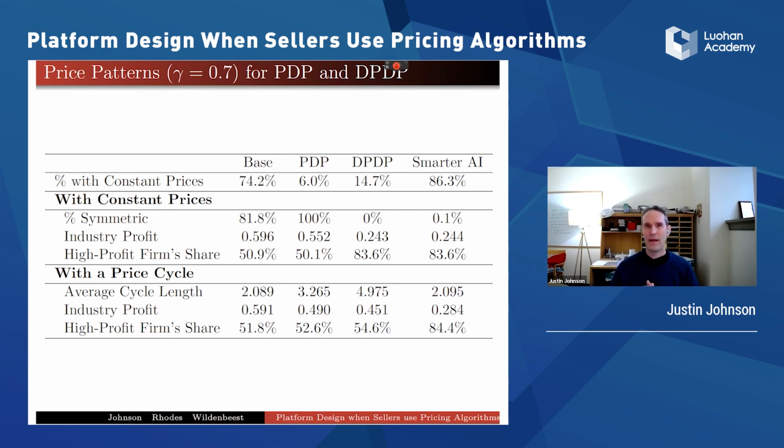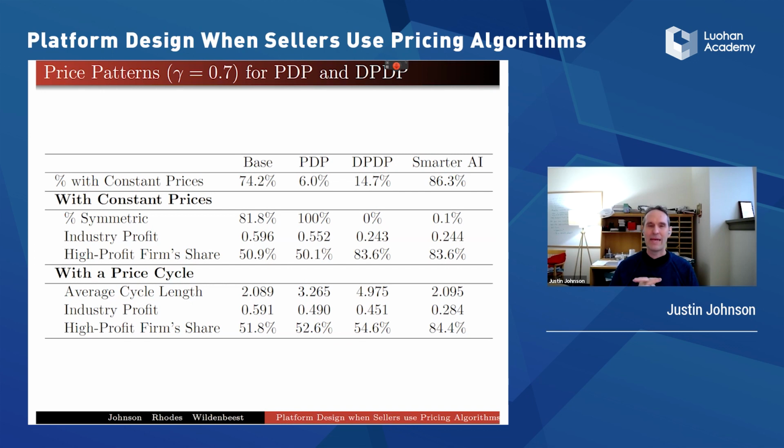They're finding a way, either with a price cycle, or by allowing the platform to randomize for them by charging the same price. They're finding a way to rotate demand between themselves. Now, what happens with dynamic PDP, and especially with smarter AI, is that even over a long horizon, you get highly asymmetric outcomes. So again, look at smarter AI.